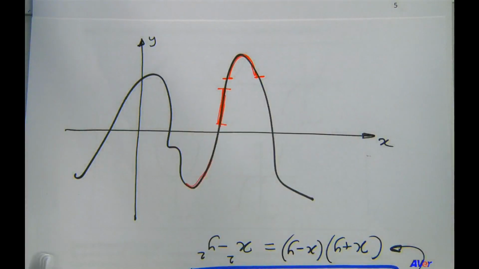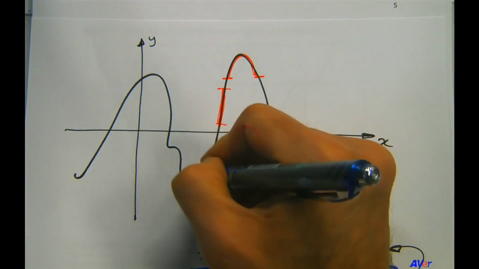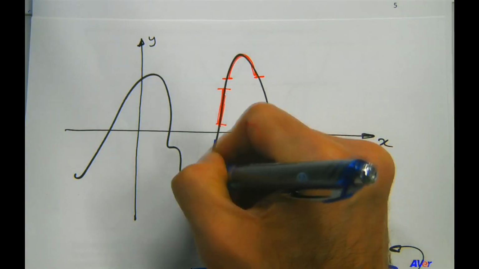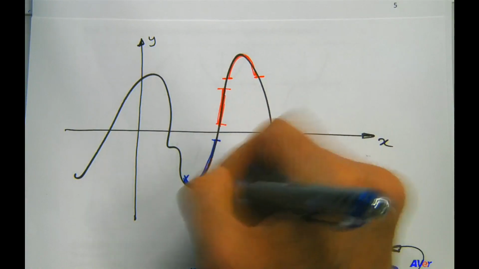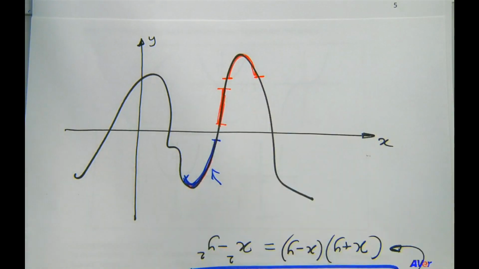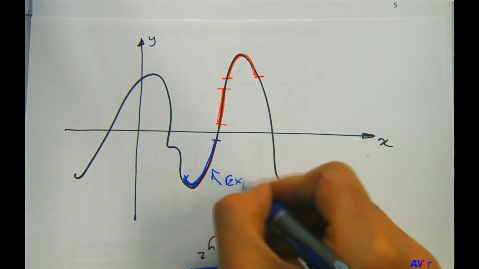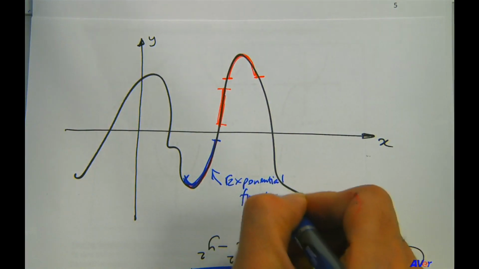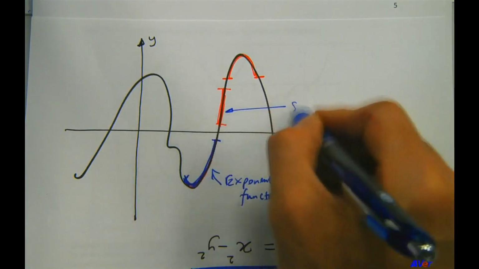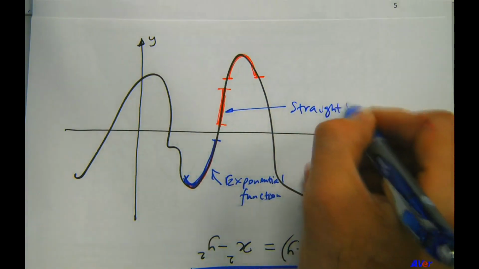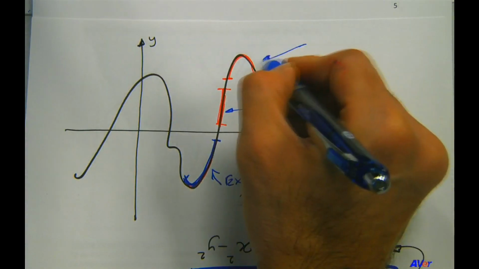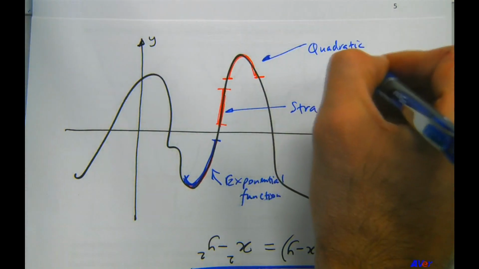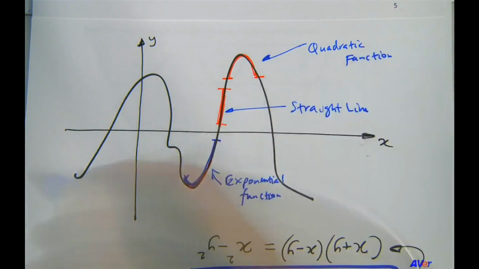Let me use another color like blue. So here, from here to here, that's an exponential behavior, this curve. So you have exponential function behavior. This would be an exponential function. This would be a straight line. This would be a quadratic function. And so on.